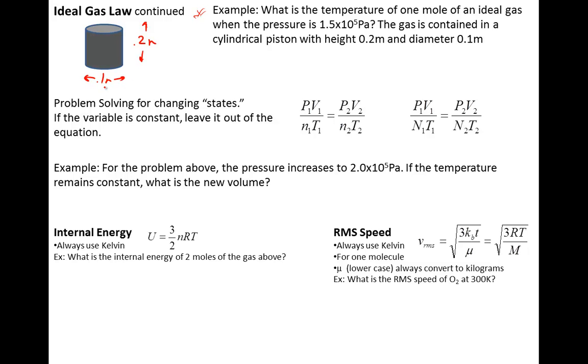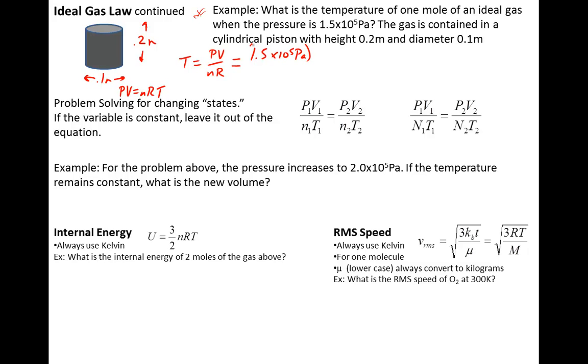So the equation again that we'll use is PV = nRT. But we want to solve this for the temperature at this particular state. So that's what one version of the ideal gas law looks like when we solve it for temperature. So the pressure is given to us as 1.5 times 10 to the 5th pascals.